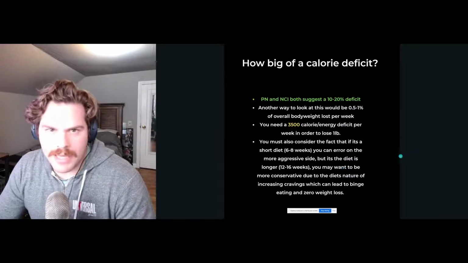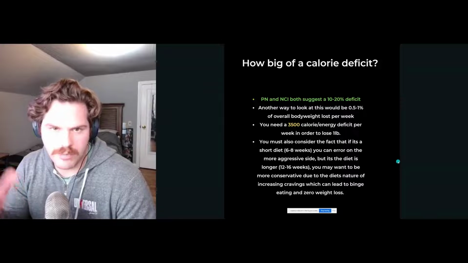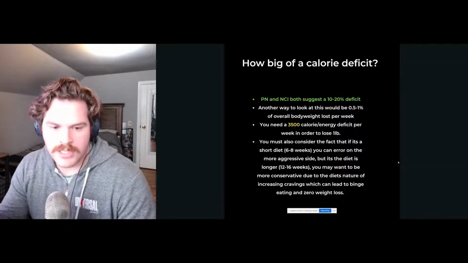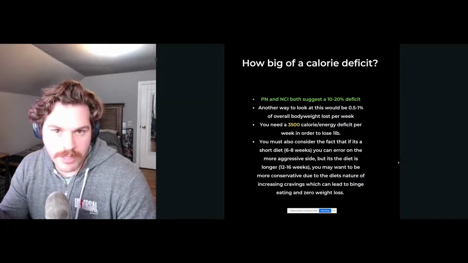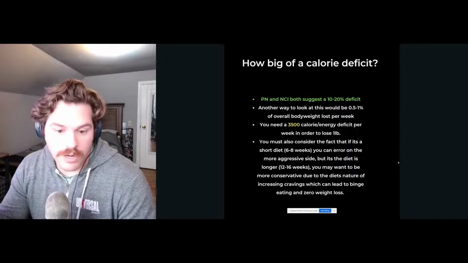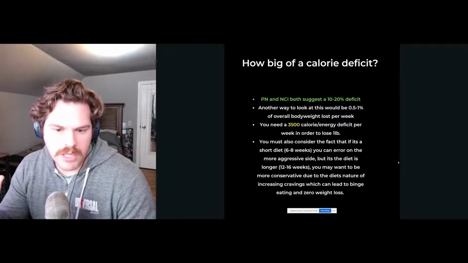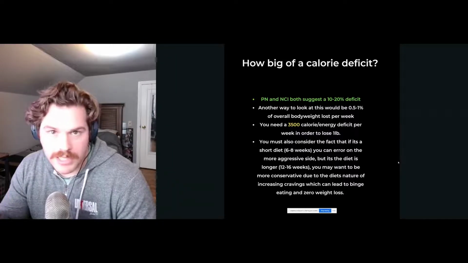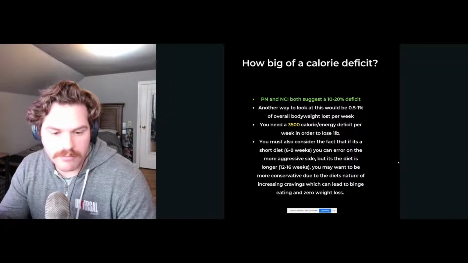I'm lowering my calories a lot because it's a short time period. I'm only dieting for 6 weeks. I'm getting ready for my vacation, whatever it may be. I'm going to be more aggressive, and that way it's a short period of time. I don't want to diet while I'm on vacation. I want to be able to have fun.